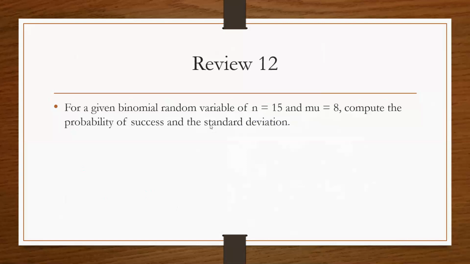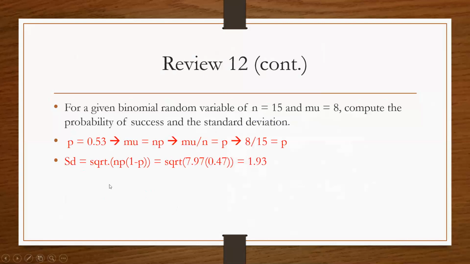All right, I'm gonna go over this. I hope I didn't catch you guys off guard with anything. If any of you are ever confused, please just ask questions. But yeah, your probability of success is 0.53. You get that from the equation of the mean equals the sample size times p. So you just rearrange that to the mean divided by the sample size equals p. So it's 8 divided by 15 equals p.